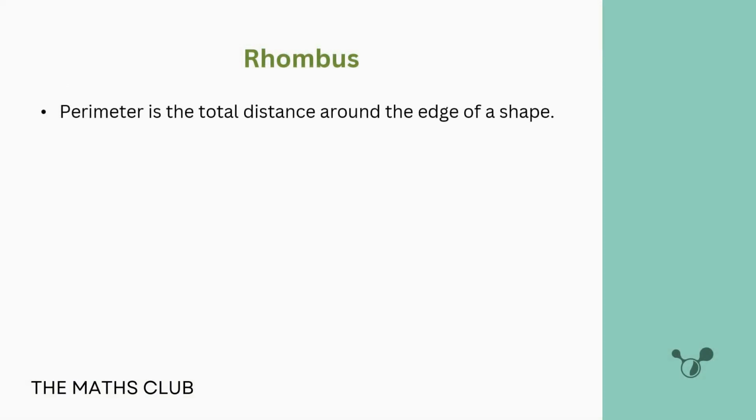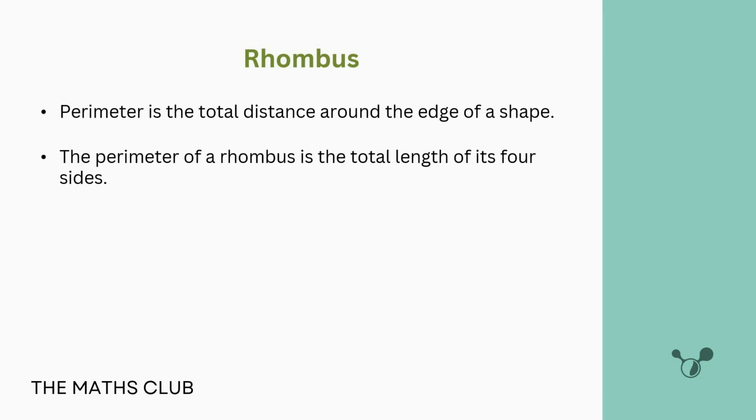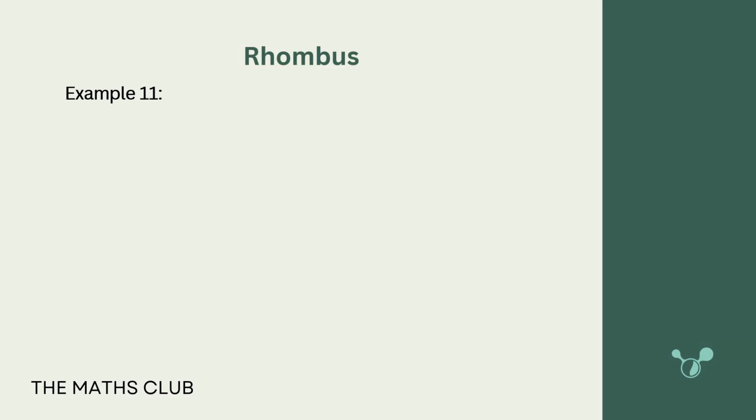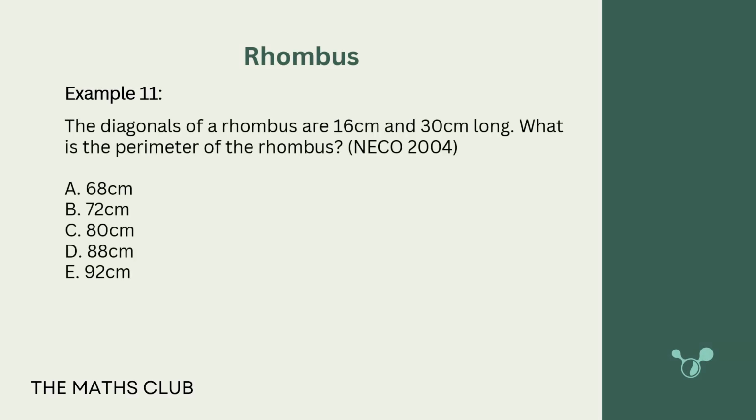That is also perimeter. Perimeter is really the total distance around the edge of a shape, as we all know, and the perimeter of a rhombus is the total length of its 4 sides. So that will be side 1 plus side 2 plus side 3 plus side 4. But because all the sides are equal in length, you just say 4 times the length of any of its sides, right? Just multiply that by 4. Let's see an example. Example 11 states that the diagonals of a rhombus are 16 centimeter and 30 centimeter long. What is the perimeter of the rhombus? I want you to pause the video and try this out yourself.